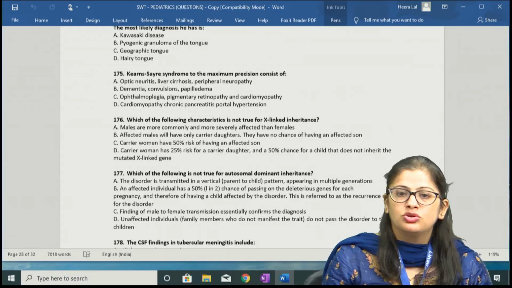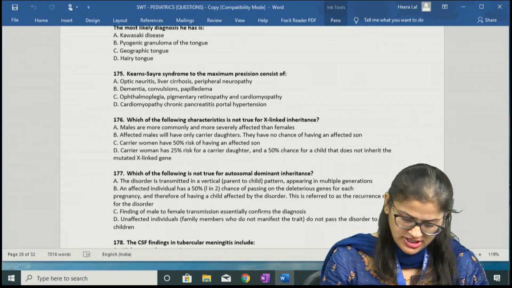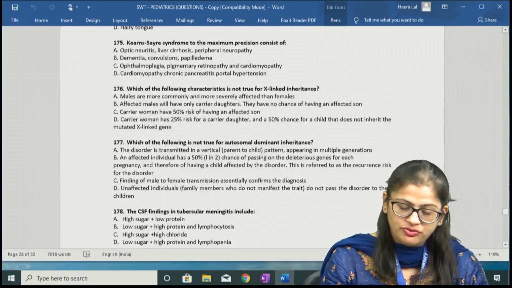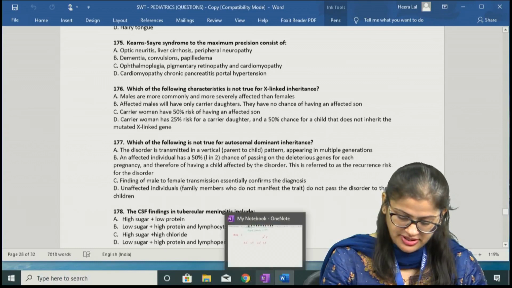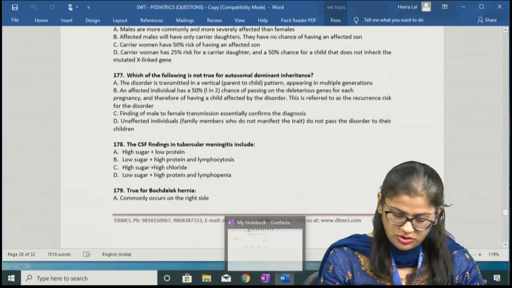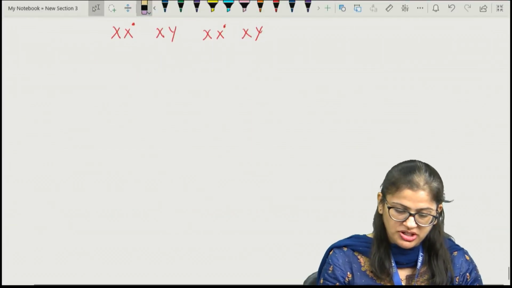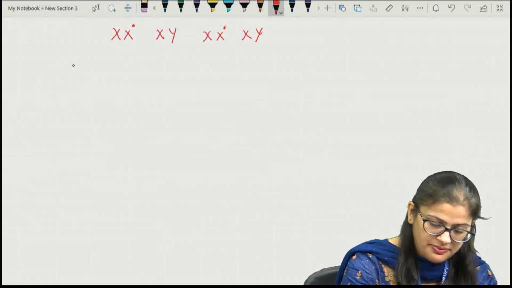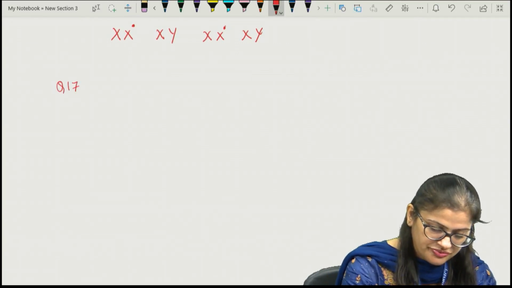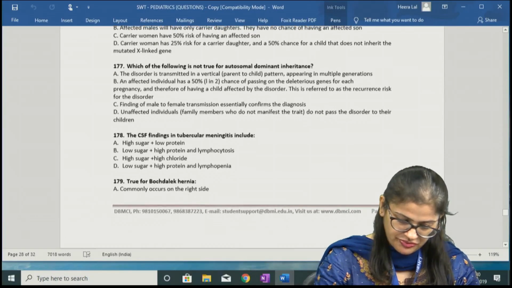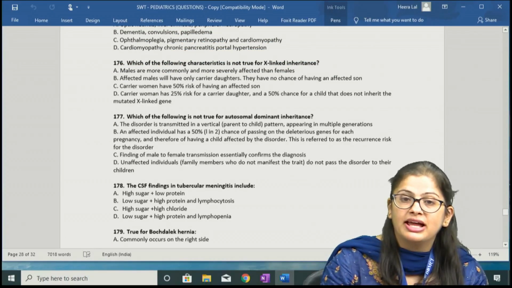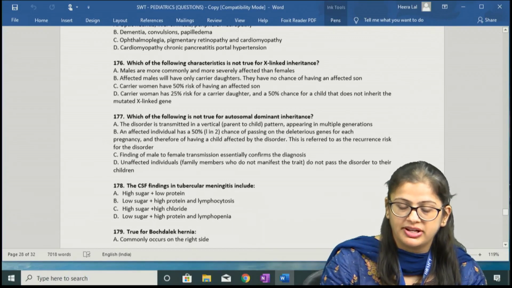So now we come on to question number 176, and question number 176 was, which of the following characteristics is not true for X-linked inheritance? And the correct answer to this question is option number C, that is carrier woman has 50% risk of having an affected son.